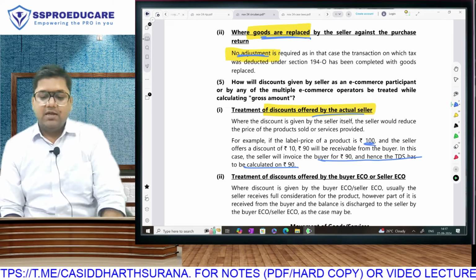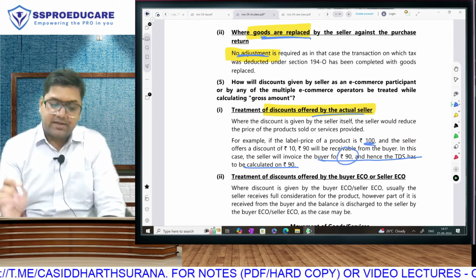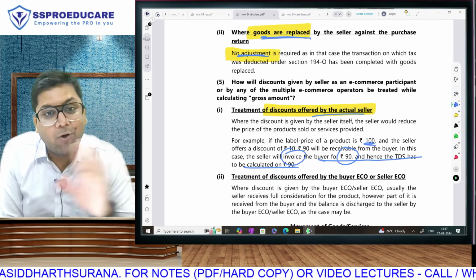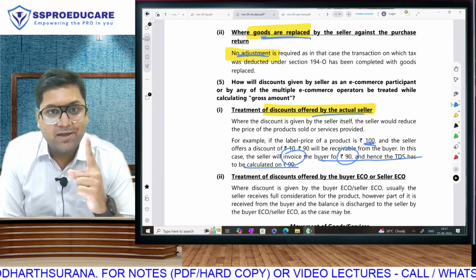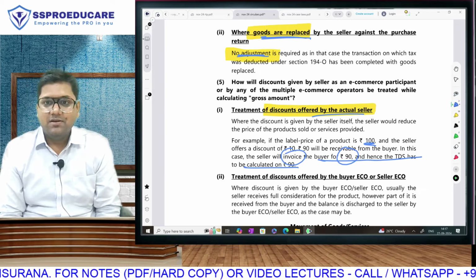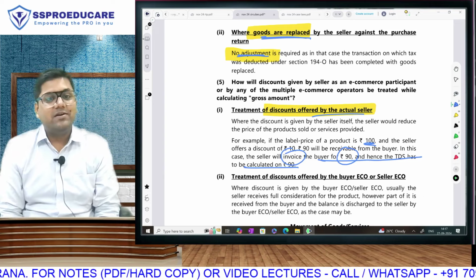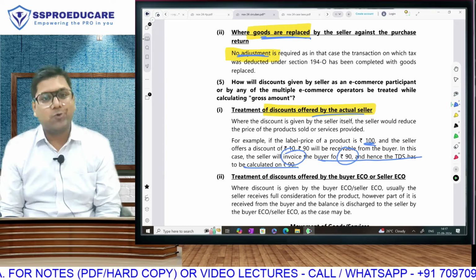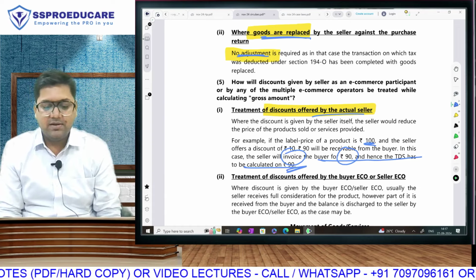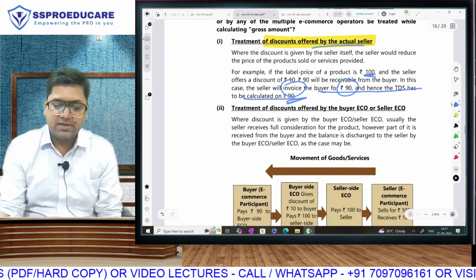Next, where there is discount offered by the seller itself, means if the MRP is 100, but the seller is selling at 90, the invoice value is 90, then the buyer will pay 90. See, all throughout you have to remember one thing. The amount paid by the buyer is the amount that will be subjected to TDS. So if the seller has discounted it, the buyer from the beginning is not going to pay 100, is going to pay 90. Then obviously TDS will come on 90. That also makes sense.